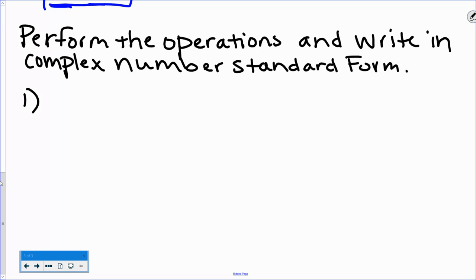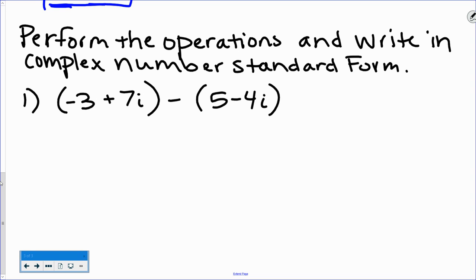So let's look at negative 3 plus 7i. So I have it in parentheses because that represents one complex number in its standard form. Then I'm going to subtract another complex number, 5 minus 4i. All right, and then we'll write our answer in our final complex number standard form.